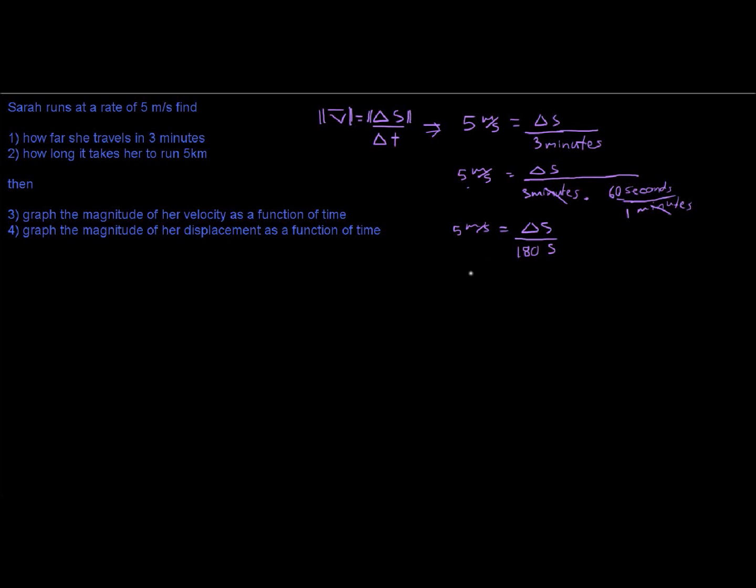We solve for delta s. We say that delta s is equal to 5 meters per second times 180 seconds. And you can see that the seconds cancel out, which is good because displacement is measured in meters, so we want to be left with meters.